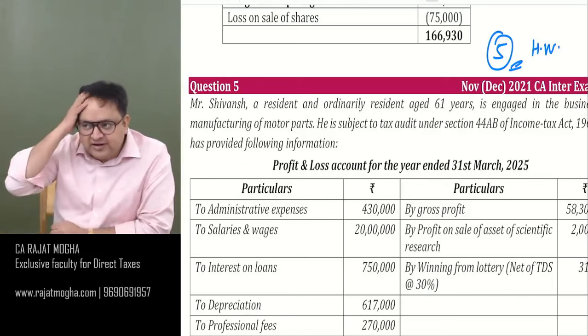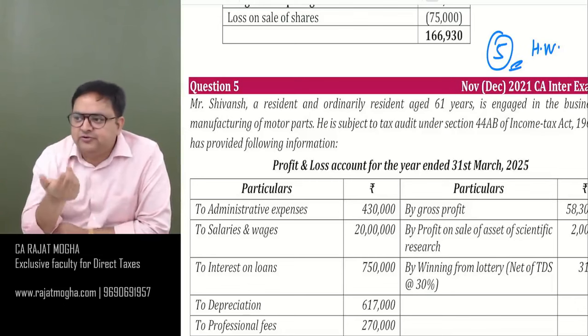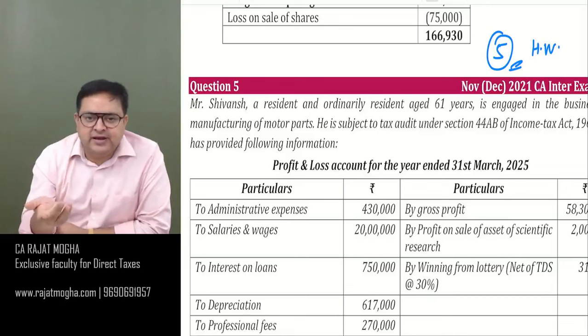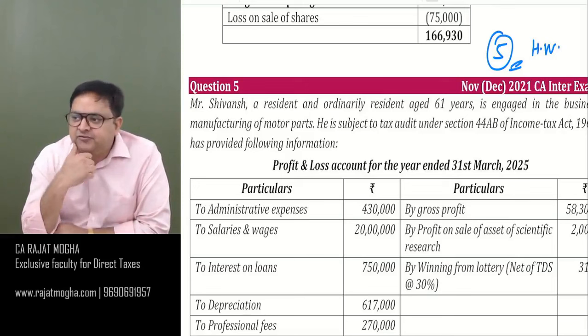TDS on lottery is not an assumption, Raju sir, because we know the TDS chapter also. And on lottery, if it is more than 10,000, we have to deduct TDS. So obviously TDS would have been deducted for us, right? It's not an assumption. Actually, it's a fact.